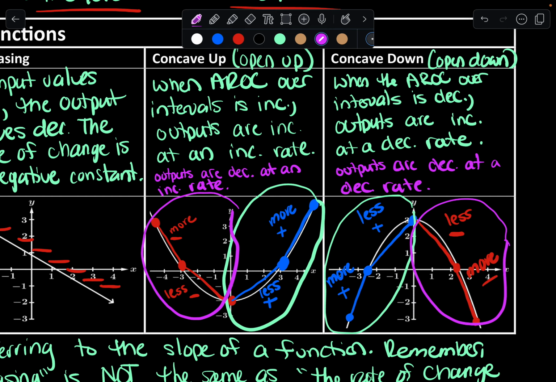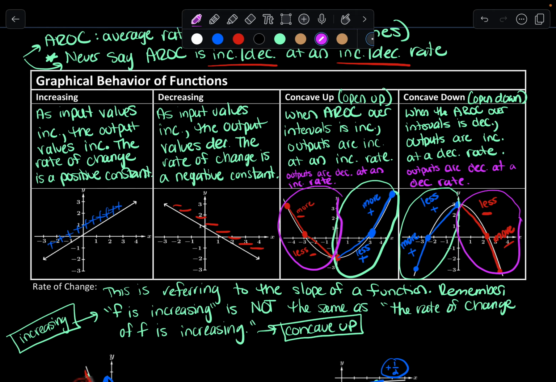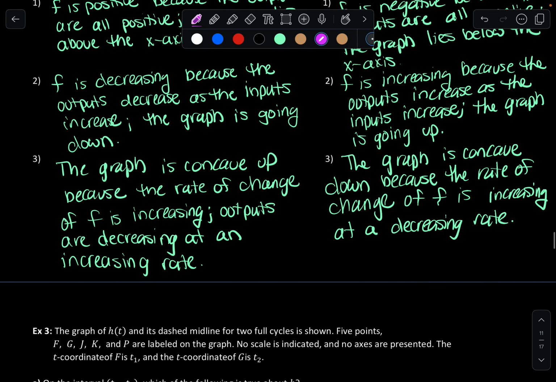Also, it's concave down. So the takeaway is that concavity will always align with the rate at which the average rate of change is changing. If it's concave up, the average rate of change is increasing. If it's concave down, the average rate of change is changing at a decreasing rate. So just be careful with that.